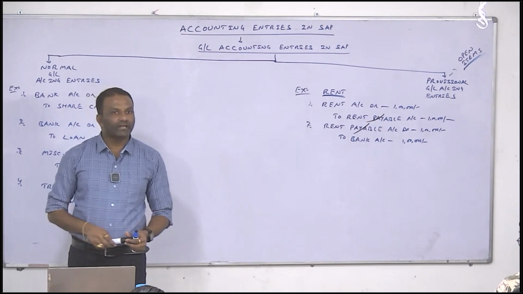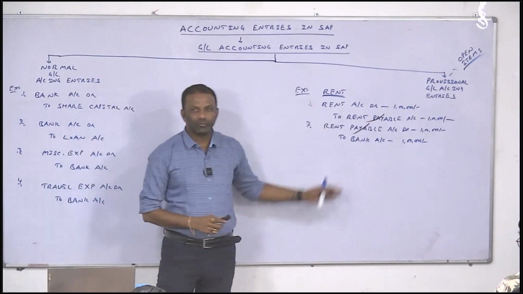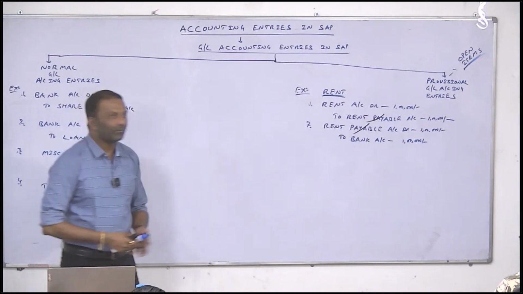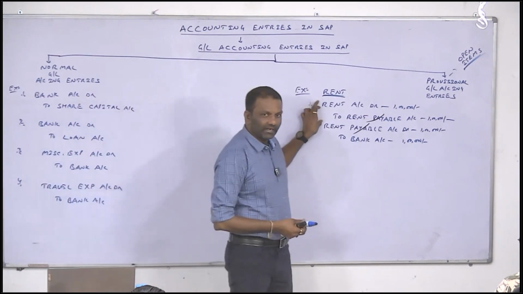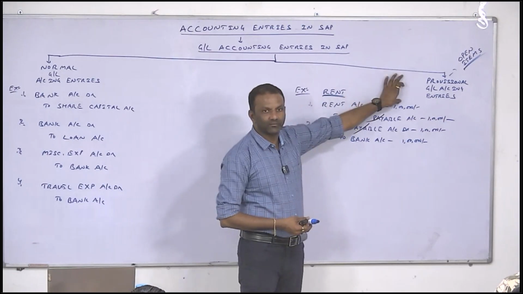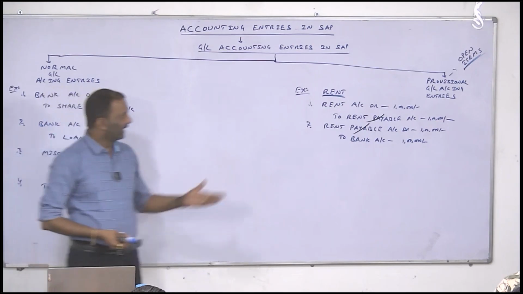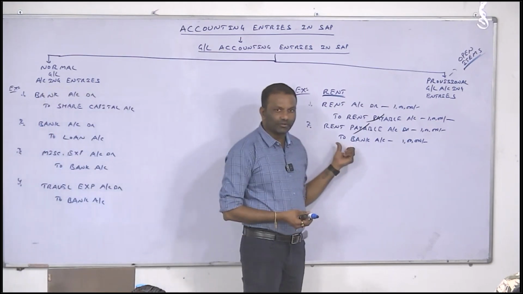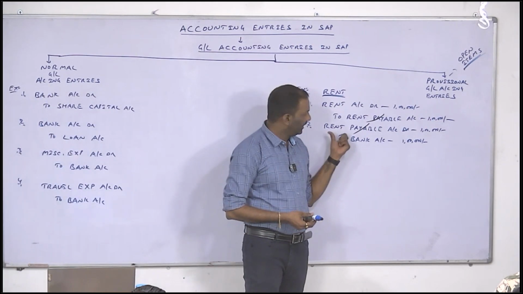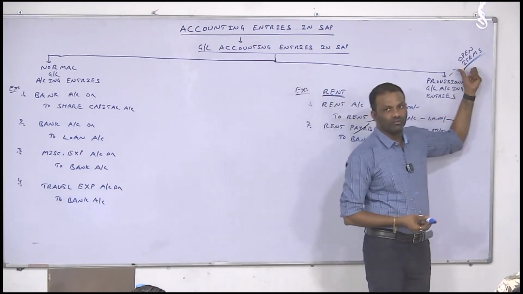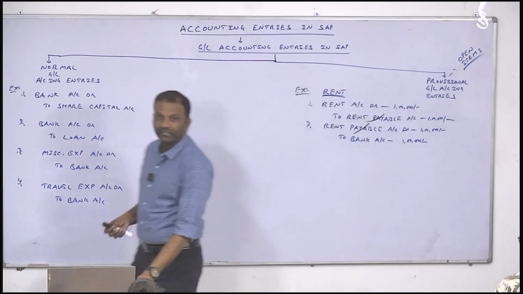Then what is the entry? Rent account to bank account. But companies will not post directly rent account to bank account. What will companies post first? They will create a provision because they should close their books. Then afterwards, whenever they realize that expenditure, what accounting entry will they post? Rent payable account to bank. These types of entries, what do we call?